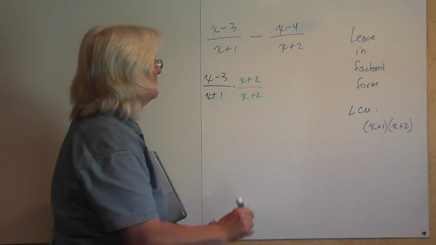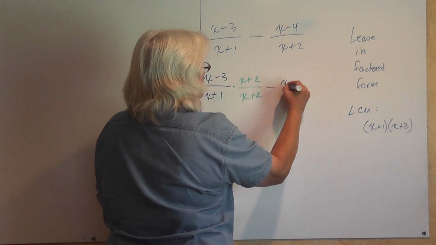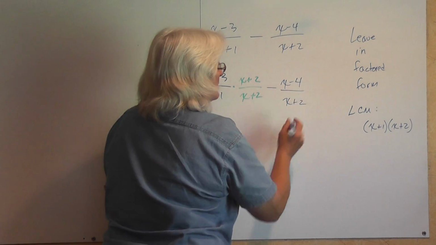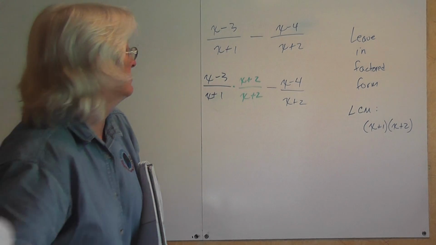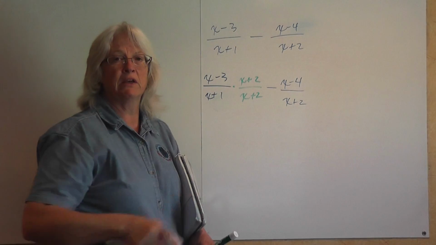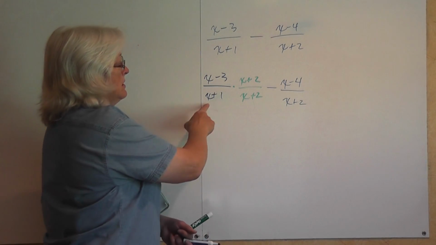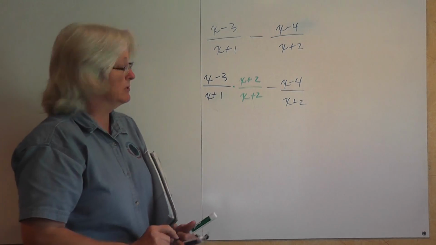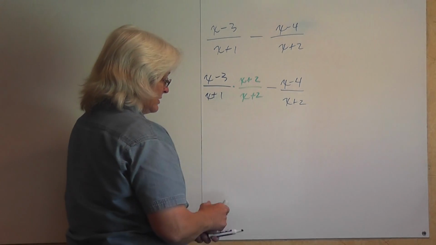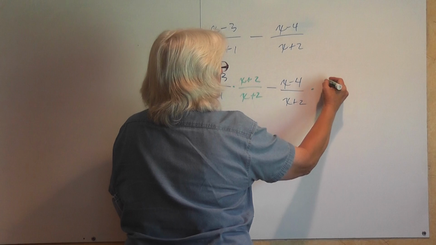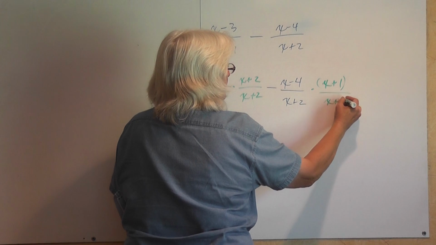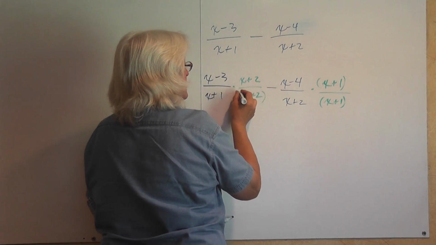Next, we're going to look and see what factor we are missing in this second rational expression. At this point, I'm going to erase my notes here. Remember, we're going to leave our answer in factored form, and our least common multiple is the product of these two binomials, x plus 1 times x plus 2. What factor are we missing? We're missing the factor x plus 1, so we multiply the numerator and the denominator by the binomial x plus 1.